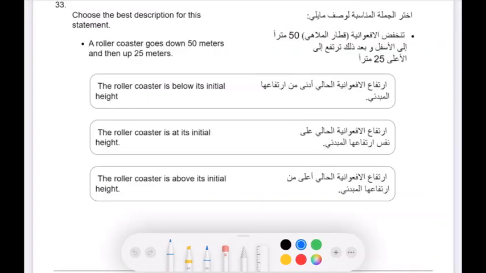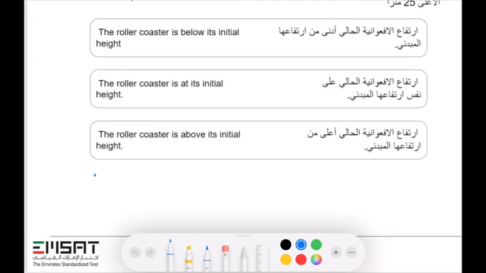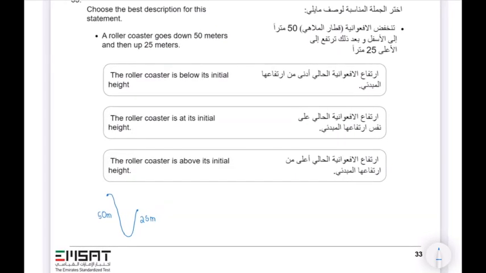Choose the best description for this statement. A roller coaster goes down 50 meters and then up 25 meters. So let's draw this for better understanding. So here is the roller coaster. It goes down 50 meters, so let's write here 50 meters, and then up 25 meters. So this would be the end point, 25 meters.